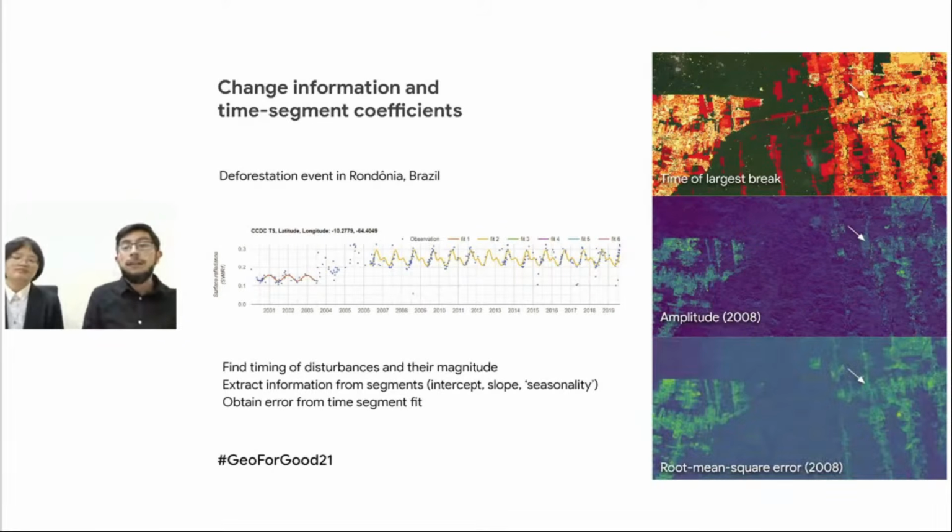Then finally, you can look at things like the root mean square error of the fit of the model. So models that fit better and tighter, like stable forests, are going to have a lower RMSE value, in this case, a darker color. And agricultural lands are going to have a little more noise, and they're going to look a little more noisy with a higher root mean square error.